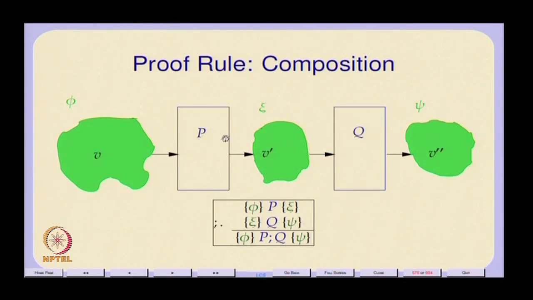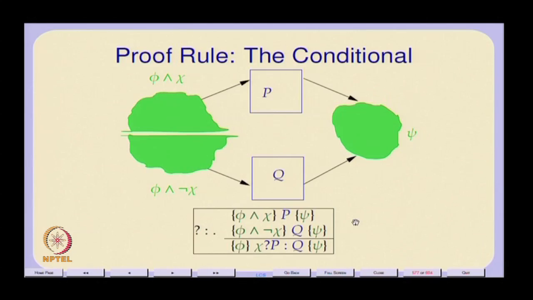the effect of P would be to give you a state satisfying some psi, and the effect of Q on that state satisfying psi would be to give you a state satisfying xi, right. And that composition is essentially functional composition written as this proof rule.